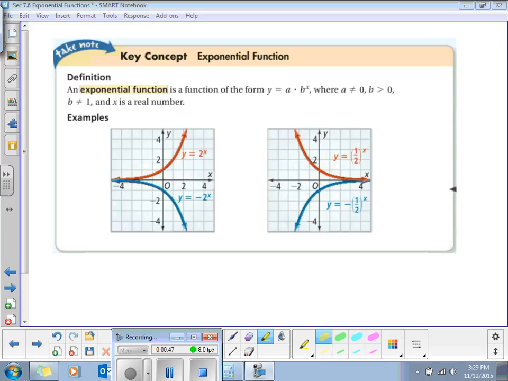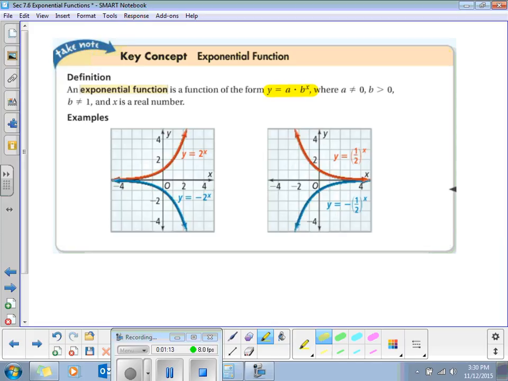So an exponential function is a function in the form y is equal to a times b to the x power, where a is not equal to 0, b is greater than 0, and b is also not equal to 1. Oh, and x is a real number, okay?